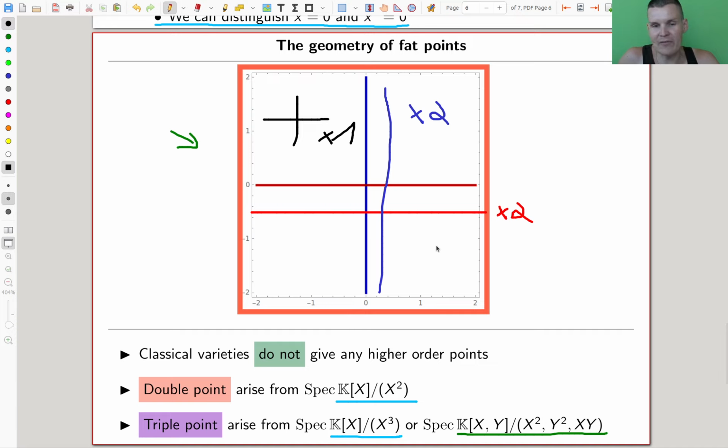And on a scheme level, you easily see that, because this algebra and that algebra are just not the same, and the one where you completely forget the multiplicities would just be k, and they're all not the same, so all of these are different as schemes.